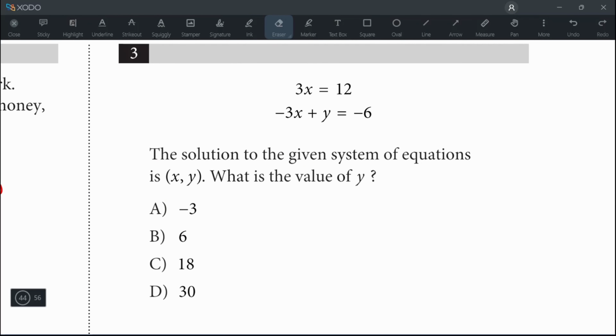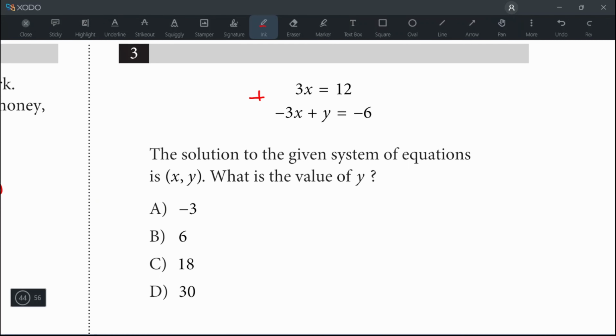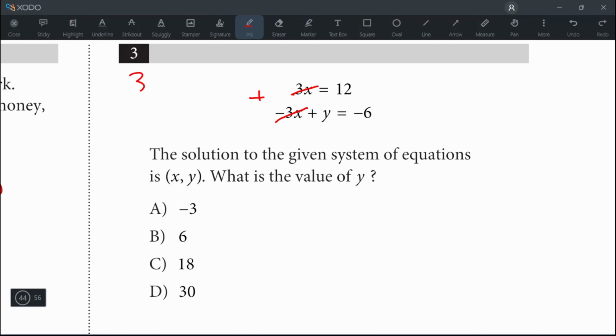Now, what about question number 3? The solution to the given system of equations is x and y. What is the value of y? So there are two ways we can solve this question. One is by substitution and the other is by elimination. In this question, I'm going to use elimination because all you have to do is add these two equations. Adding these two equations will cancel out the values of x because 3x plus negative 3x is equal to 0.